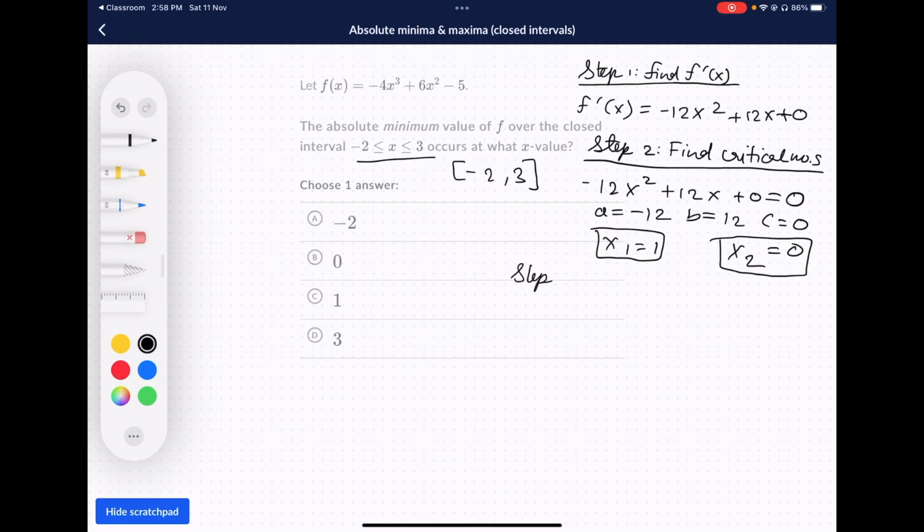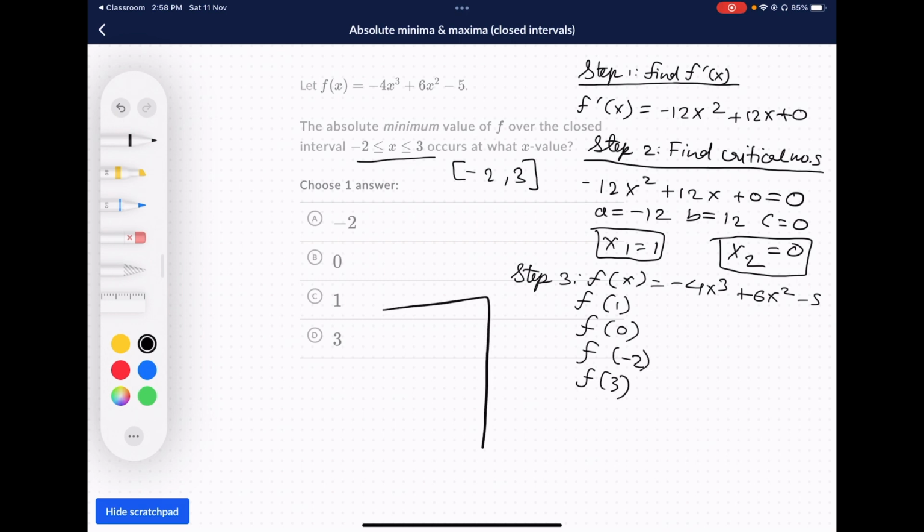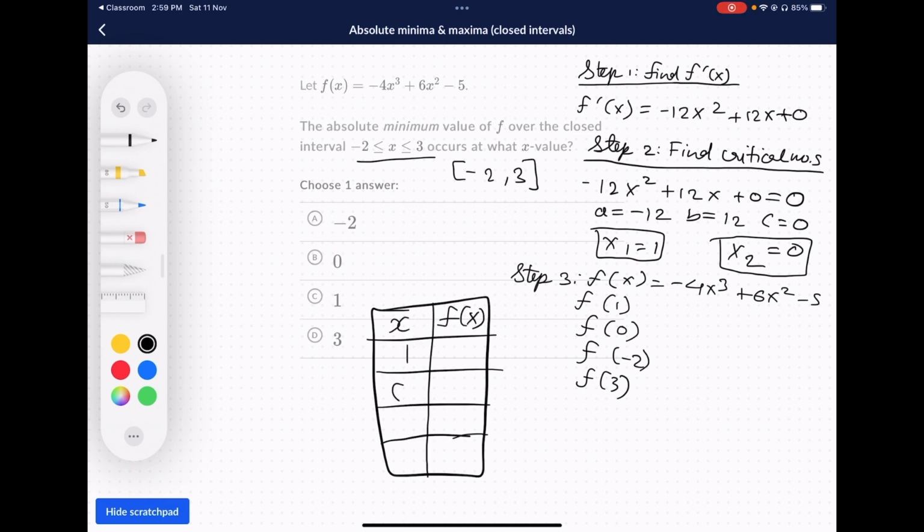Step 3, use the equation given to us originally, not the derivative, and input the different values of x into the equation. In our case, that would be 1, 0, negative 2, and 3. Also, don't forget to make a table of your values 1, 0, negative 2, and 3. And you can use a calculator to do this.